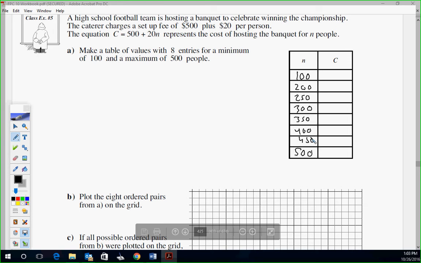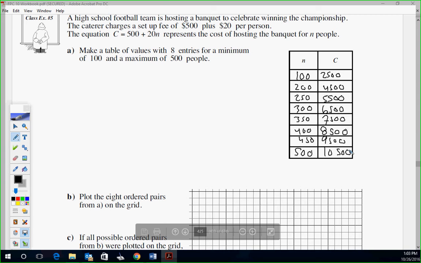500 plus 20 times 100. Okay? So this one would be 2,500, 4,500, okay, 300 is 6,500, 350 is 7,500, 400 is 8,500, 450 is 9,500, and then, okay, 10,500.